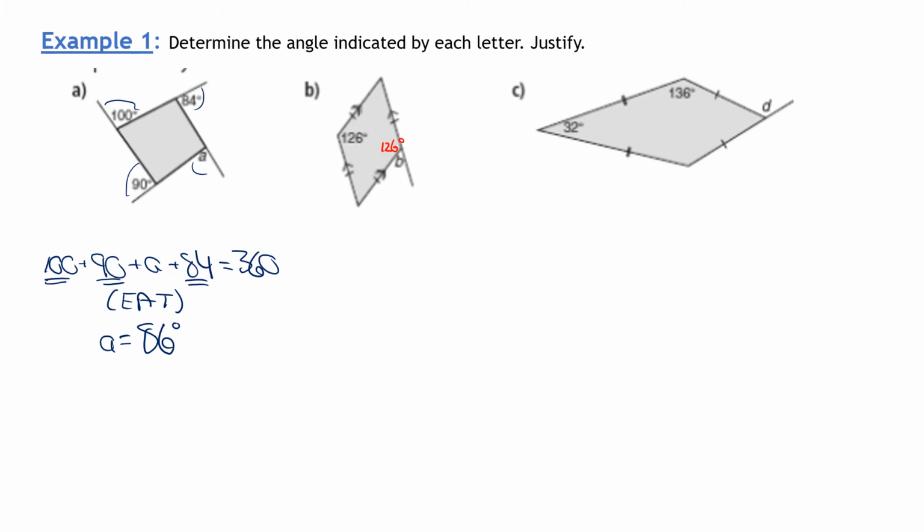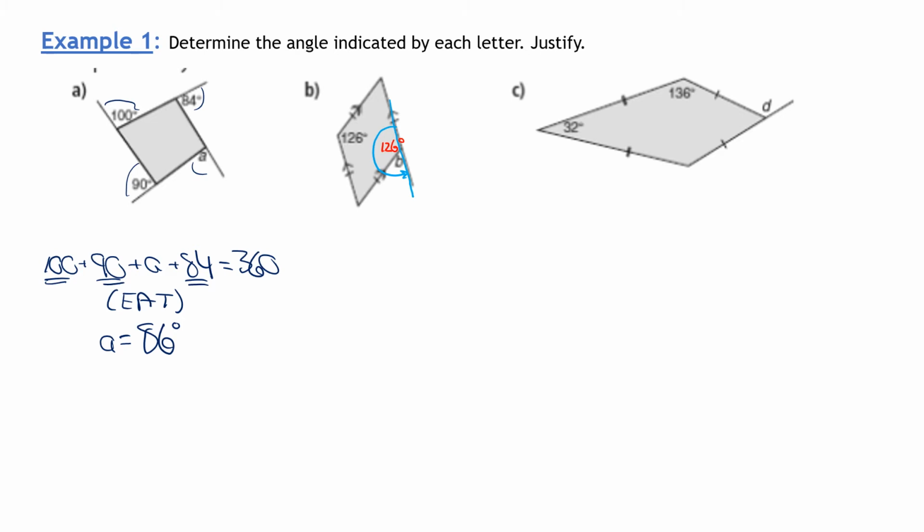So there's my 126. Does that help me get B? Yeah, we have to remember yesterday. Yesterday, or last lesson, we learned that when you have a straight line, which we have here, the two angles that form a straight line add up to 180 degrees. So we have two theorems we're going to reference here.